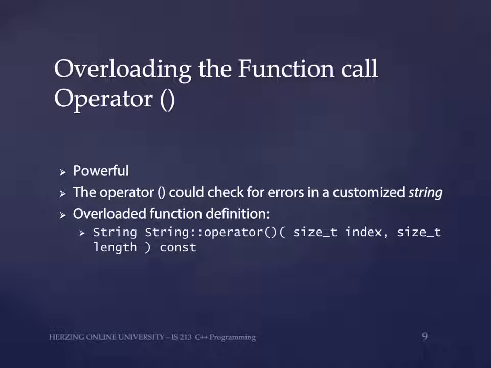Overloading the function call operator. Overloading the function call operator is powerful because functions can take an arbitrary number of comma-separated parameters. In a customized string class, for example, you could overload this operator to select a substring from a string. The operator's two integer parameters could specify the start location and the length of the substring to be selected. The operator function could check for such errors as a start location out of range or a negative substring length.